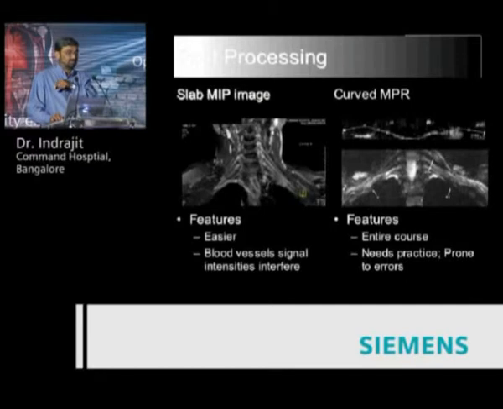A curved MPR, as shown on the right side, is a little bit tougher, and one has to look carefully at the axials and plan the whole thing, to derive a very oblique curved MPR image.